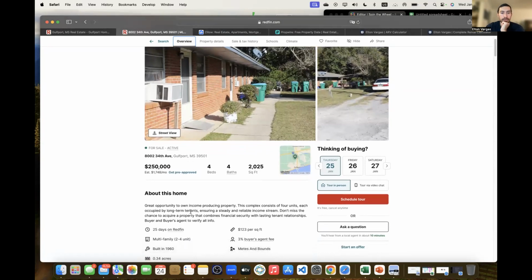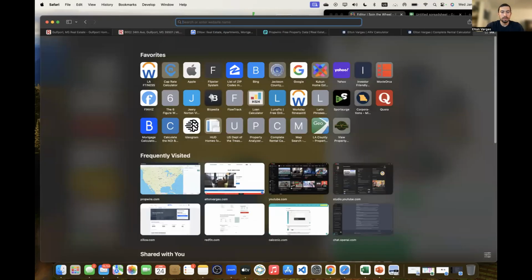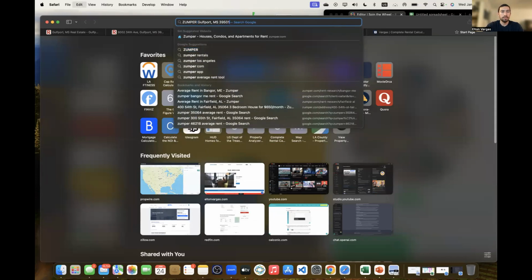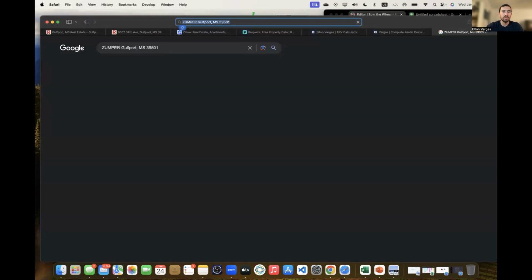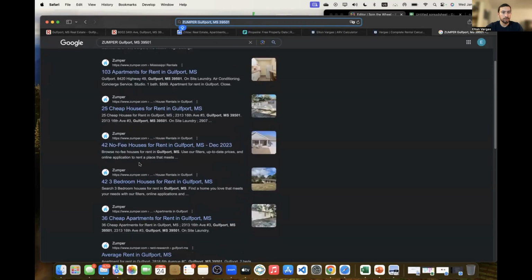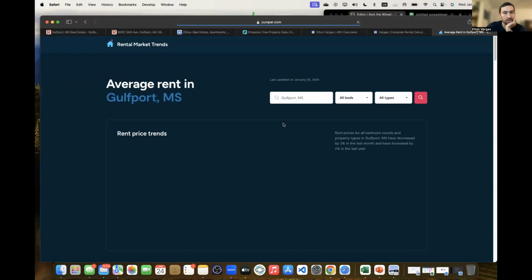So for this example, if they don't provide you the rental information, what I always like to do is use Zumper. So on Zumper, type in Gulfport, Massachusetts, and it will show you houses for rent, or average rent in Gulfport, Massachusetts.